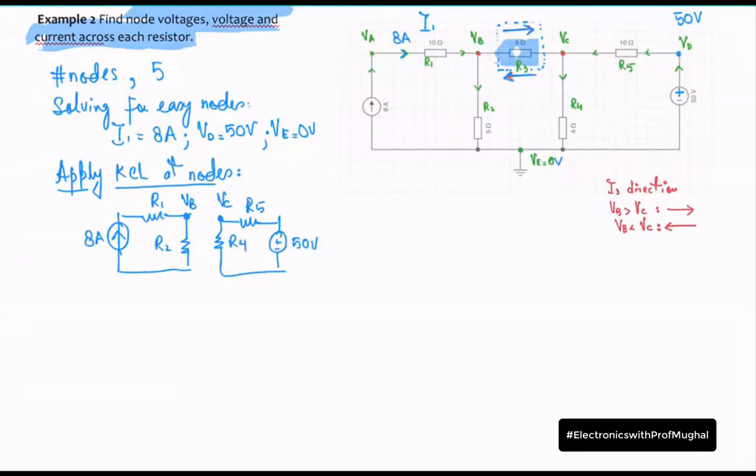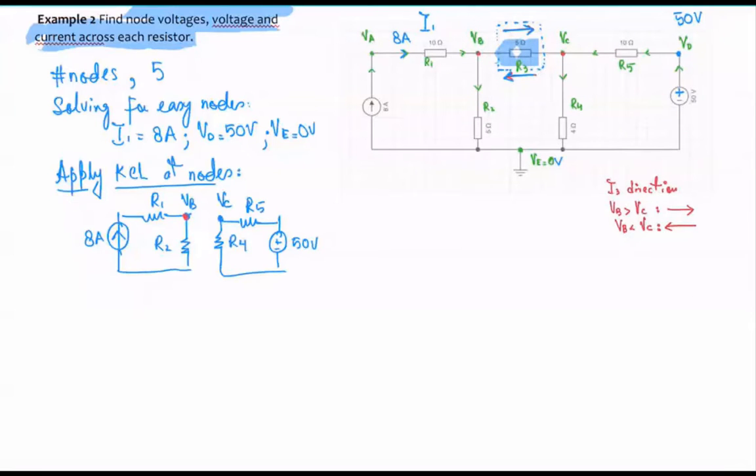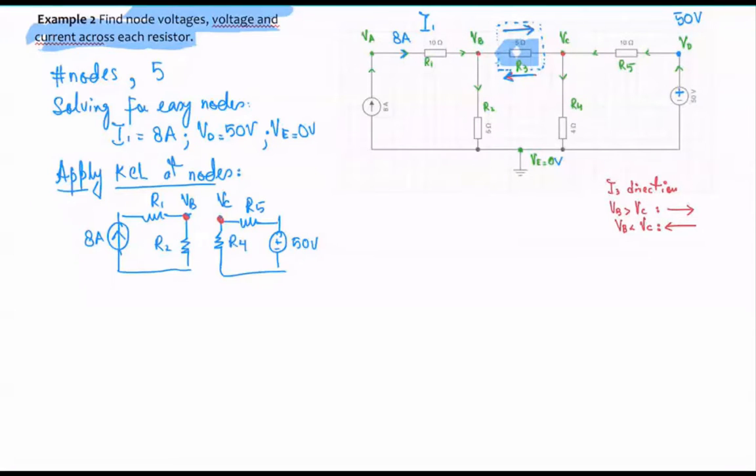I need to find out VB and VC. So for VB, how can I calculate it? Can I just simply apply Ohm's law here? Yes, I can. So I get what?